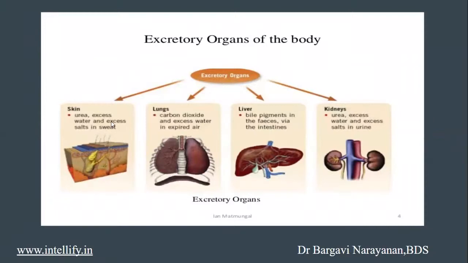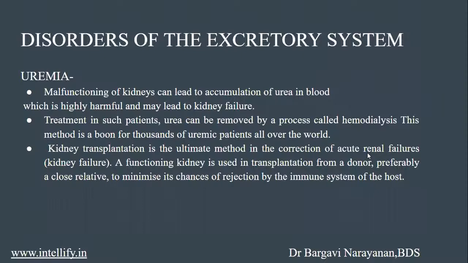We have skin, where urea, excess water and salts come out through sweat. Then we have lung, where the easiest substance to identify as excreted is carbon dioxide. Then liver, which produces bile, which contains breakdown products of cholesterol, steroids, bilirubin, and biliverdin. And as you all know, the kidney excretes urine.